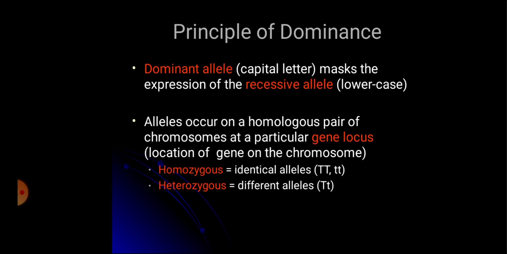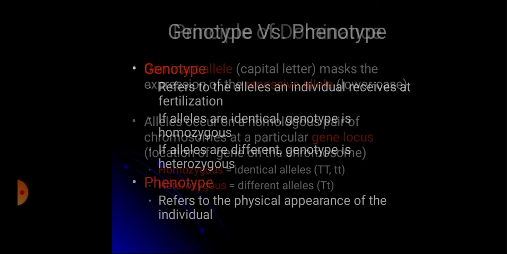Masks the expression of the recessive allele or the lower case. Alleles occur on a homologous pair of chromosomes at a particular gene locus. Gene locus is the location of a gene on the chromosome. Okay po. That's the principle of dominance.